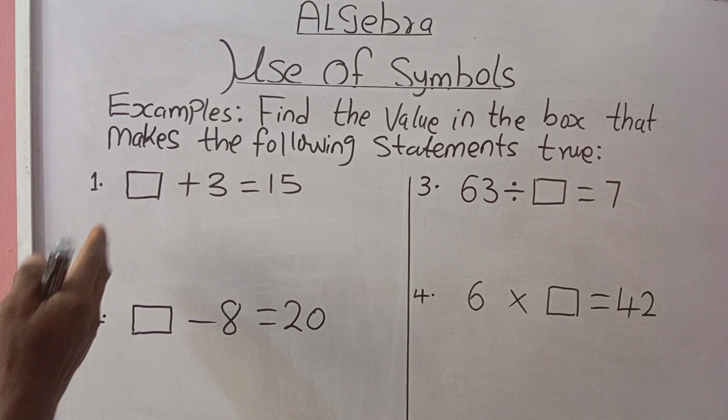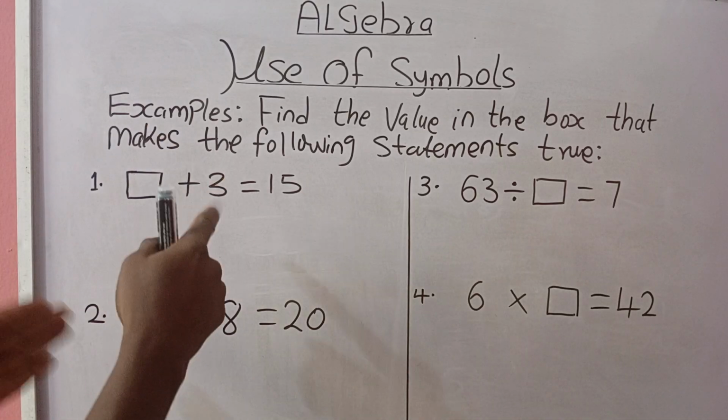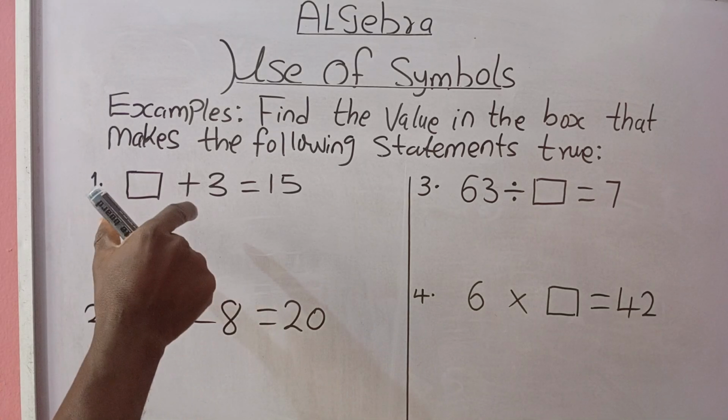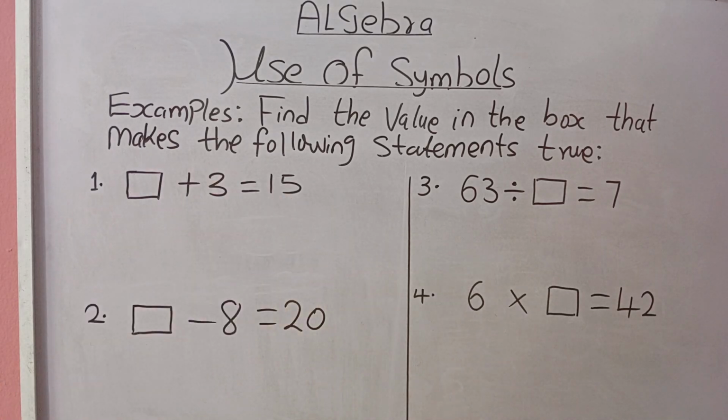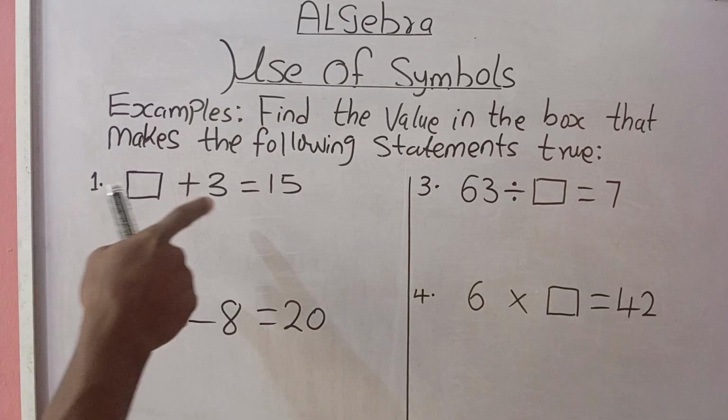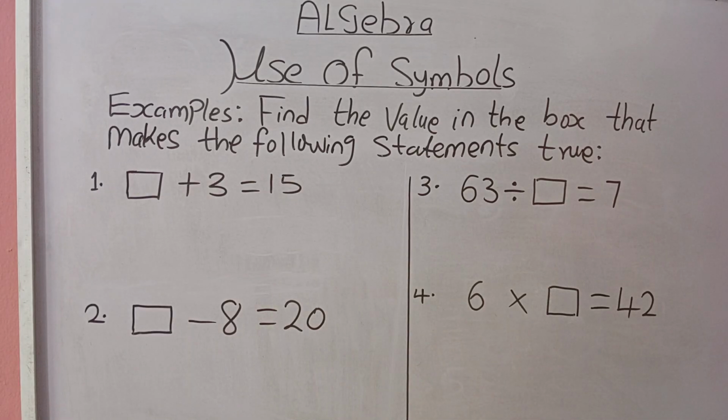The first question says box plus 3 equal to 15. What enters this box to make the statement true, to produce 15? I believe somebody may have guessed what the answer is, or may have gotten the answer by counting from 3 all the way to 15 to know the number that we added to 3 to get 15. Then another way we do that is this.